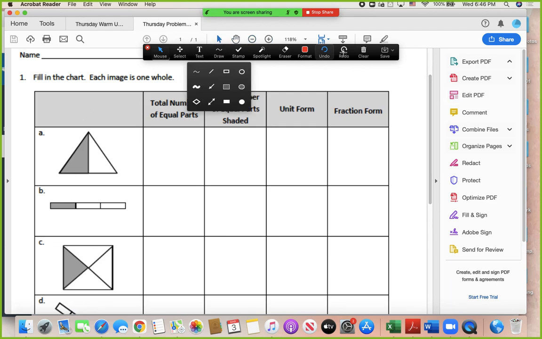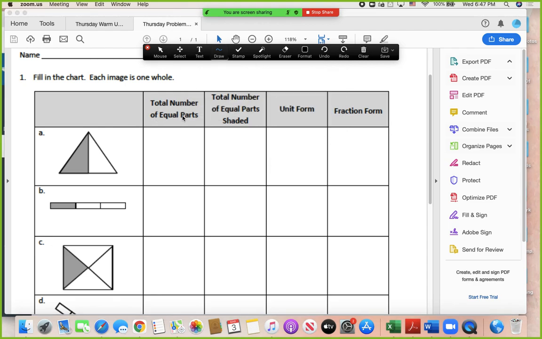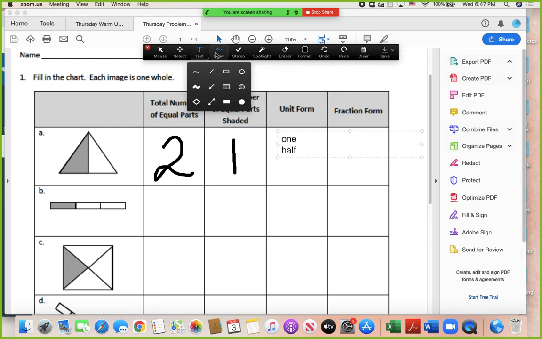All right, and I'll kind of give you an example. So the first one is total number of equal parts. Here's one slice and here's another. So there are 2 equal parts. Total number of equal parts shaded. Only 1 is shaded, so 1. What is the unit form? This is where I write it out. So I'm going to use my text and I'm going to say this is 1/2. 1/2, written form. And I'll go back to pen. My fraction form is 1/2.